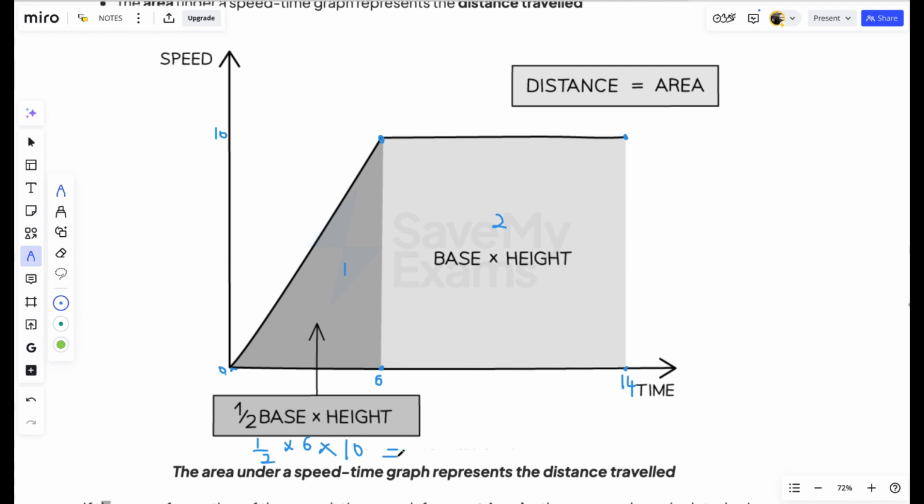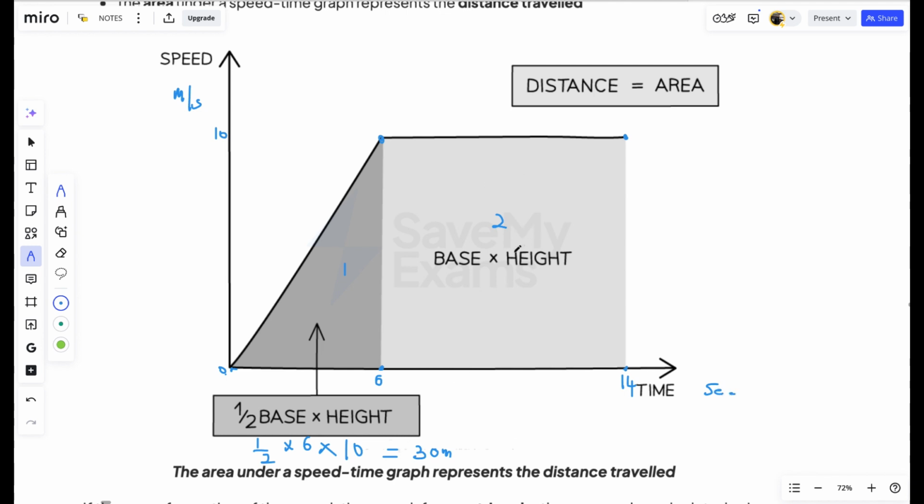So we get 30. Let's assume the speed is in meters per second and the time is in seconds, which means this is 30 meters. Now, we get 30 for this one.